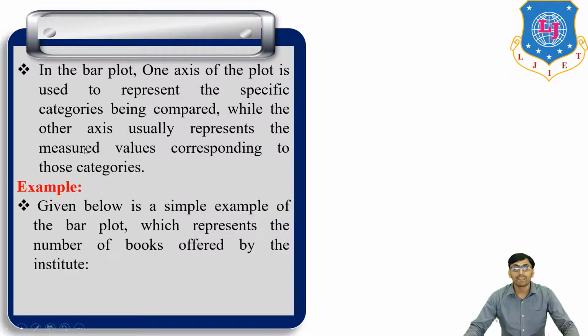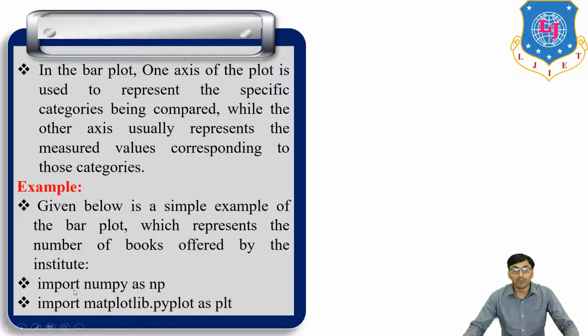For example, given below is a simple example of the bar plot which represents the number of books offered by an institute. First, import NumPy as np. NumPy is one type of library, and we import NumPy as np. np is the alias name. Then import matplotlib.pyplot as plt. So the alias name of pyplot is plt.